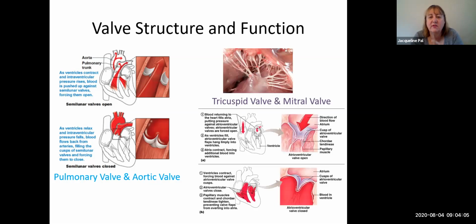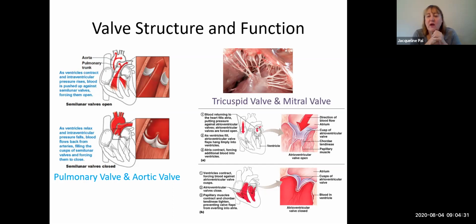In contrast to that, the tricuspid and the mitral valve, these are the ones that have the chordae tendineae attached to the papillary muscles. And students often think that, oh, so the muscle contracts and it pulls open the valve for blood to enter the ventricles. And I'm going, nope, that's not how it works at all. It has nothing to do with blood entering the ventricles from the atrium.